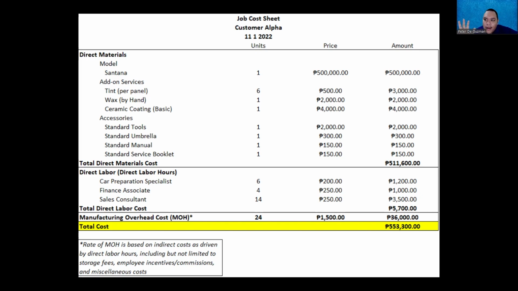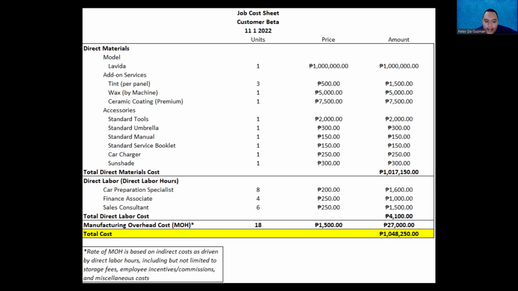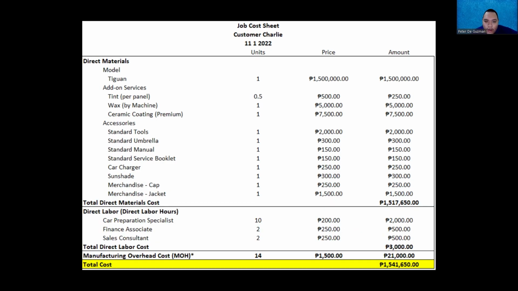Let's now go back to Alpha and take a look at the finance associate. So this is something interesting that I wanted to show to the viewers, just so we have a better context of why the variety is there for the finance associate specifically. So, customer Alpha, the finance associate required 4 direct labor hours to accomplish the transaction. For customer Beta, it also took 4 direct labor hours. And finally, for customer Charlie, it only took 2 labor hours. So take note of that.